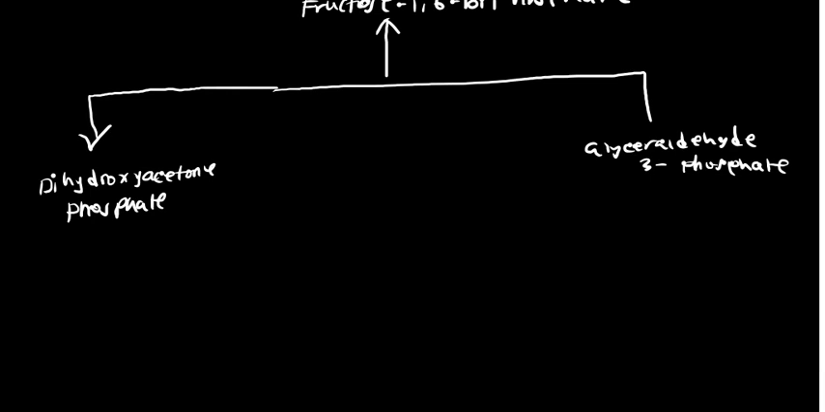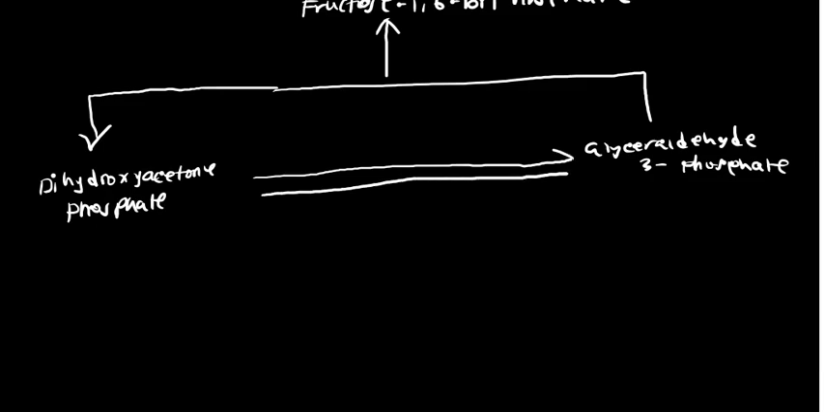So this means that you need an enzyme here, and the reaction is a reversible reaction. It can go forward and backward. So the enzyme here is going to be triose phosphate isomerase. Remember, dihydroxyacetone phosphate and glyceraldehyde phosphate are 3 carbon compounds. So we have triose.